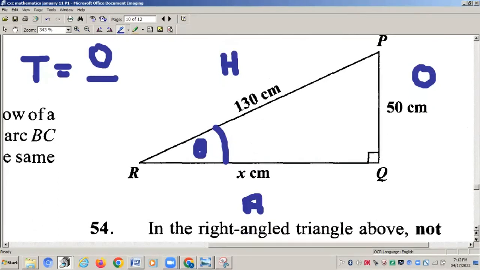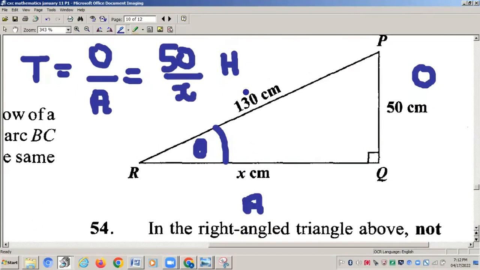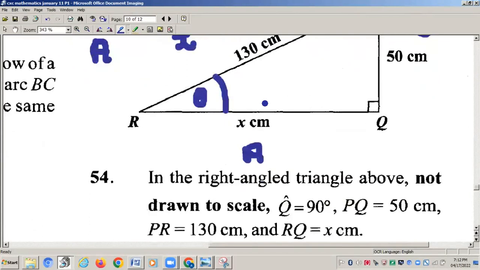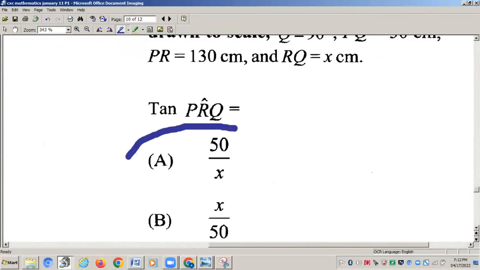Opposite over adjacent. So it's 50 over x. So you see, you don't need a calculator. The way they set up the question, you don't need a calculator. So it would be A.